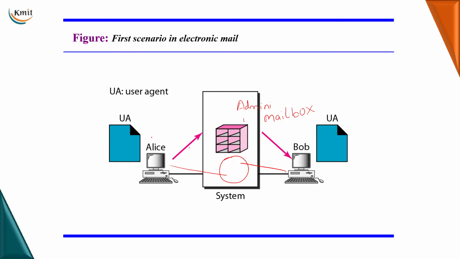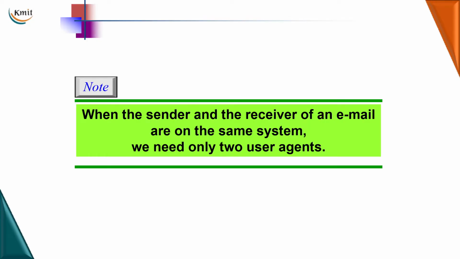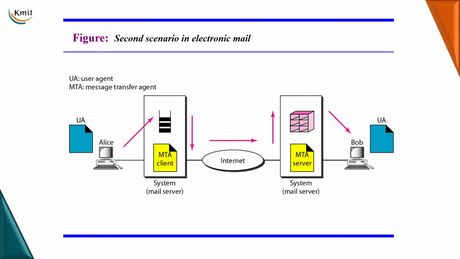Alice, as the sender of the email, will make use of a program called a user agent. The user agent is responsible for composing the mail for Alice, and that user agent will get the mail stored into the mailbox, and Bob will retrieve the mail with the use of its user agent program. So in this scenario, where the sender and receiver of email are on the same system, we will require 2 user agents only. Let us look at the second scenario.